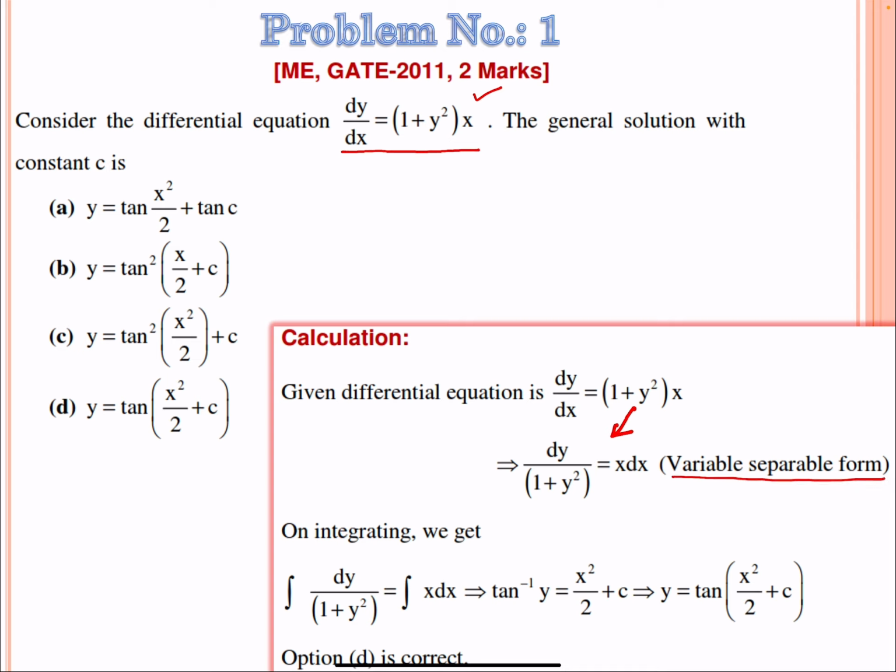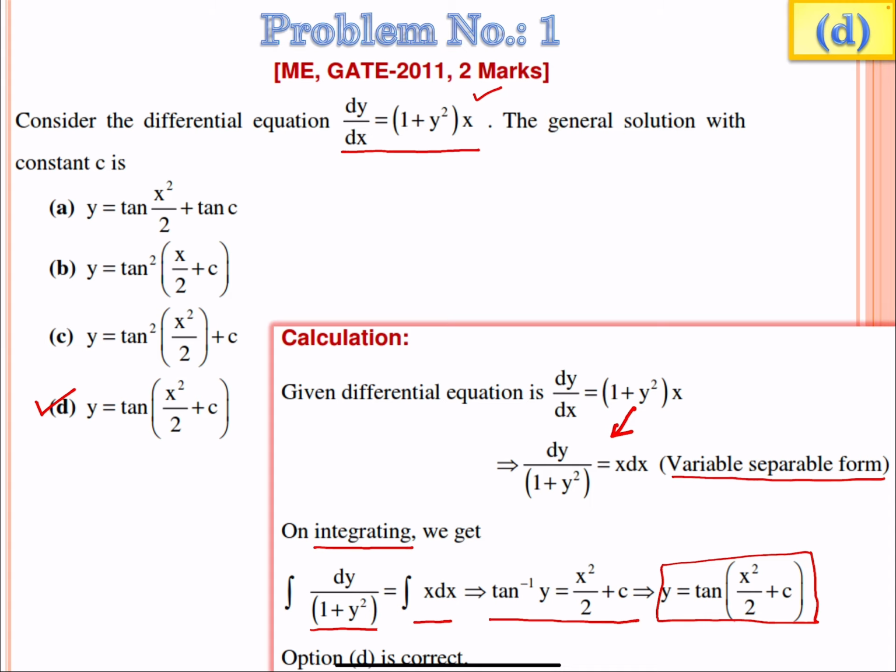Okay. Now integrating on both sides. This is the method to solve such type of equations, right? So by integrating on both sides, we obtain integral dy over 1 plus y square is equal to integral x dx. When you solve these integrals, we obtain tan inverse y is equal to x square over 2 plus c, and it becomes y is equal to tan of (x square over 2 plus c). So this is the solution of this differential equation. This means D option is correct. Clear? D option is correct for this problem.